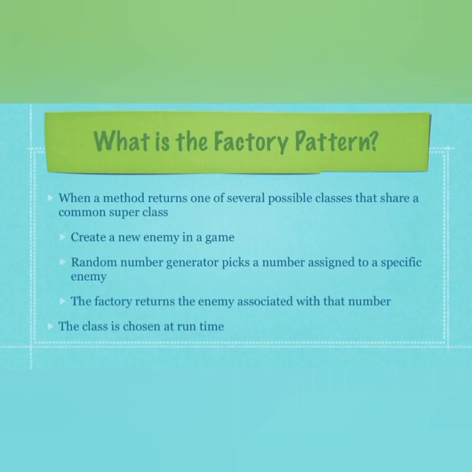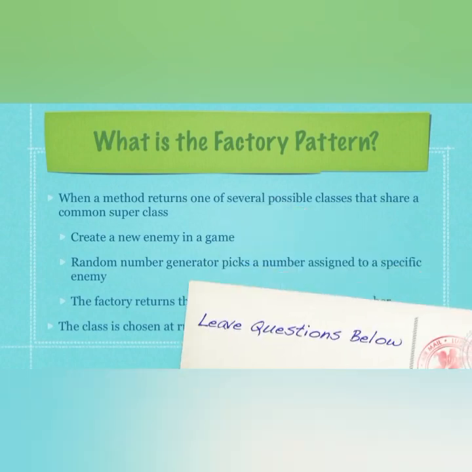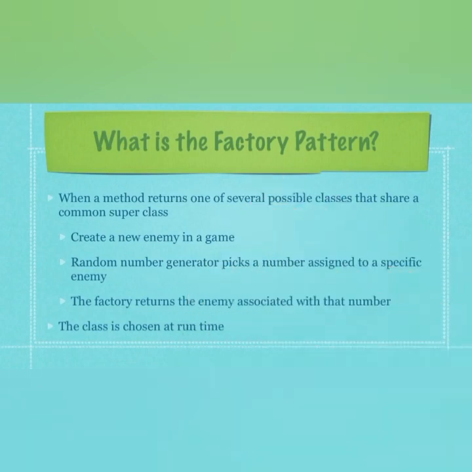However, let's say that I create a random number generator and each potential enemy class is assigned one of the numbers that could pop out of that random number generator. I could then send that number to the factory object and it will return for me a dynamically created enemy and throw it on the screen. So it's very important. The whole main concept here is we want the capability to have classes chosen at runtime, and that's what the factory pattern provides for us.